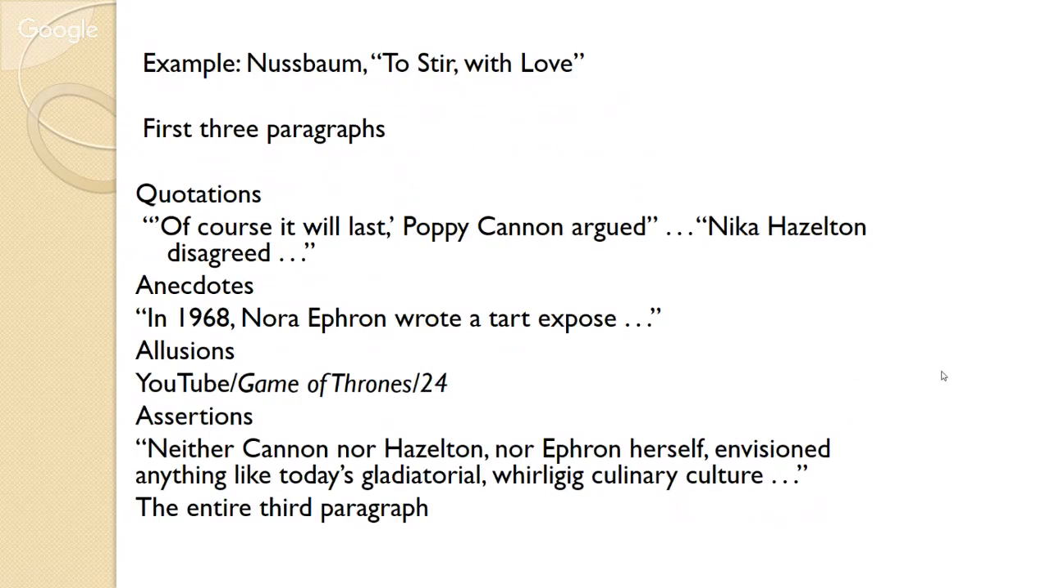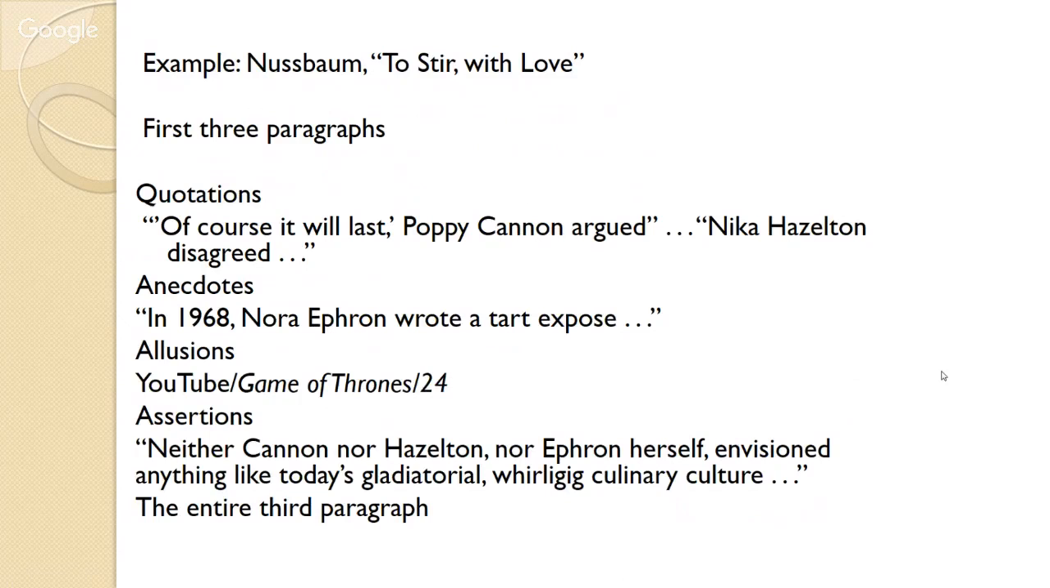In 1968, Nora Ephron wrote a tart exposé of New York's backbiting food establishment. At the end, she asked its members of haute cuisine if haute cuisine would survive. Of course it will last, Poppy Cannon argued, just in the way sculpture will last. Nika Hazelton disagreed, saying that the old cuisine is gone for good and dying out. She predicted ultimately cooking will be like an indoor sport, just like making lace and handiwork. The late 60s are not generally considered an age of innocence, but there you go.